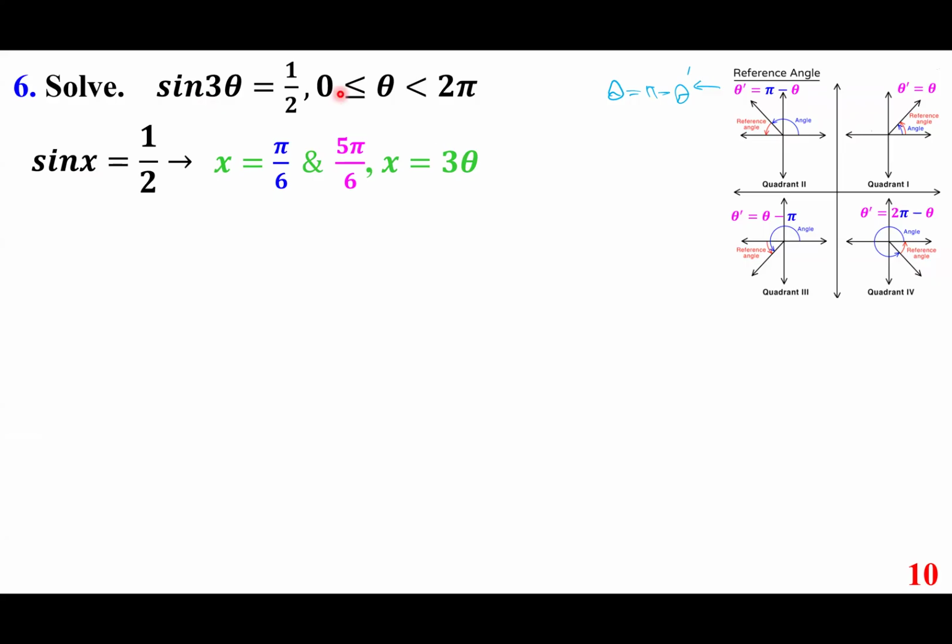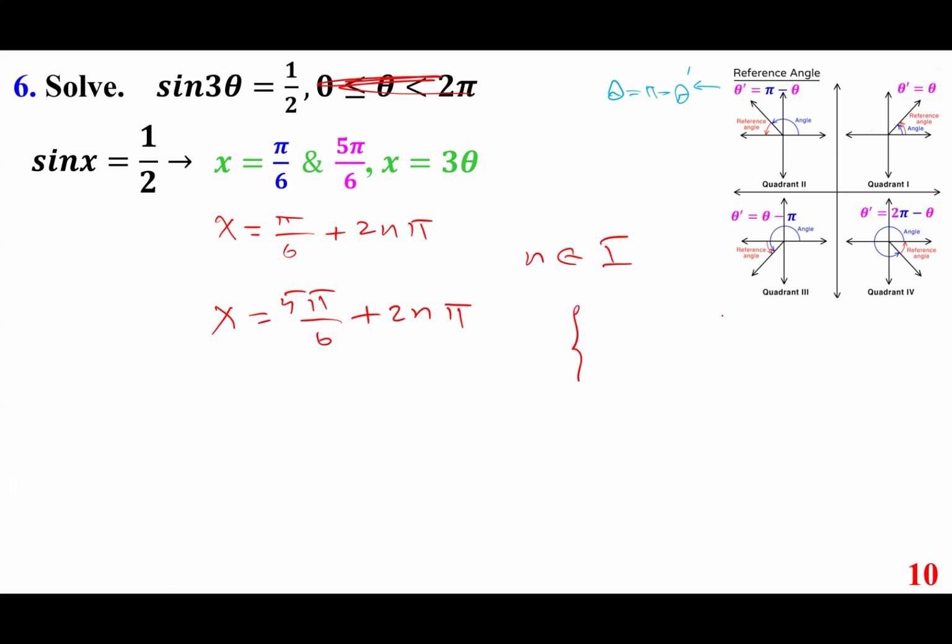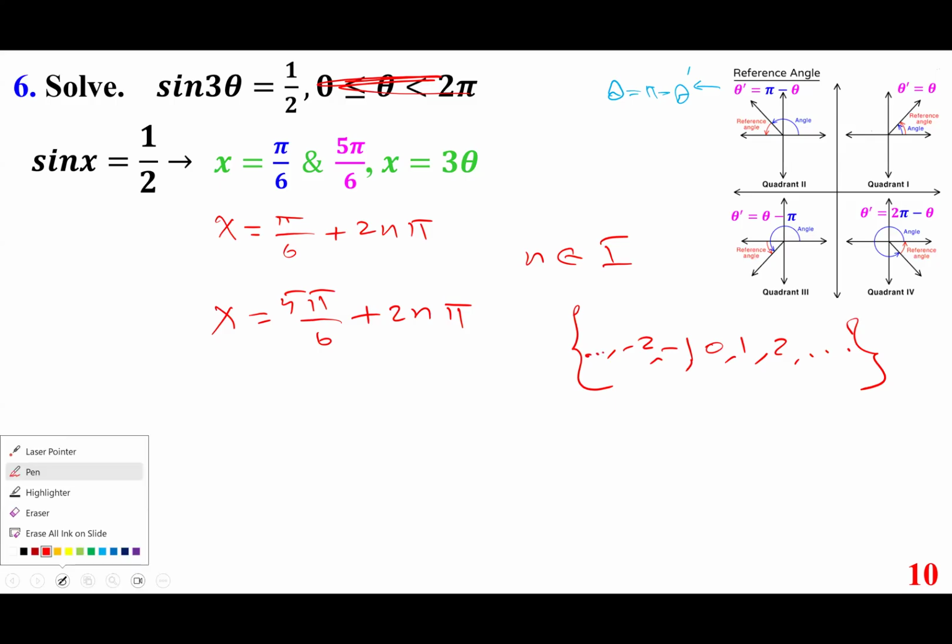If they didn't restrict it to that one, let me just add also this one. Let's say this wasn't there. Then you would say x is pi over 6 plus 2n pi, x is 5 pi over 6 plus 2n pi, and n is an integer, meaning 0, 1, 2 to infinity, to the left side, -1, -2 to -infinity.